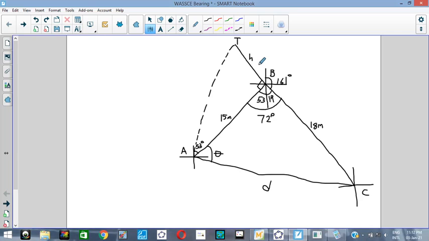So we are looking for H. So how do we get H now? So let's see. Remember, this is a right angle triangle, and we need to get this height H.